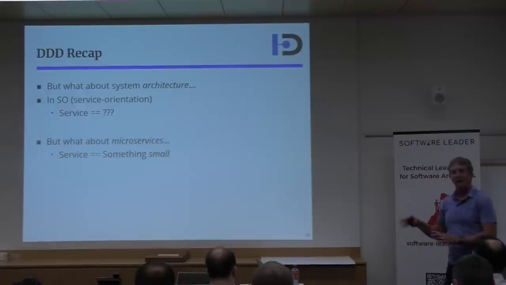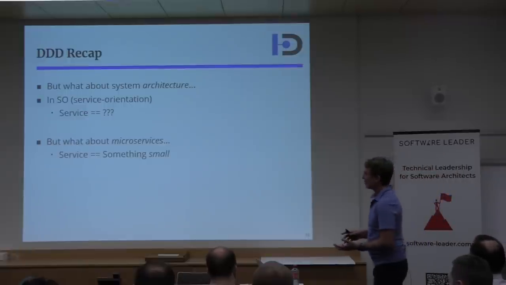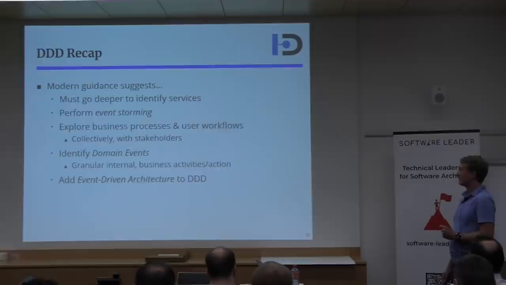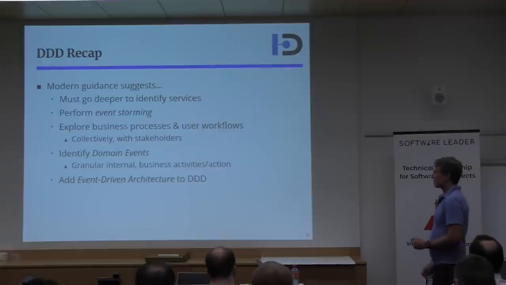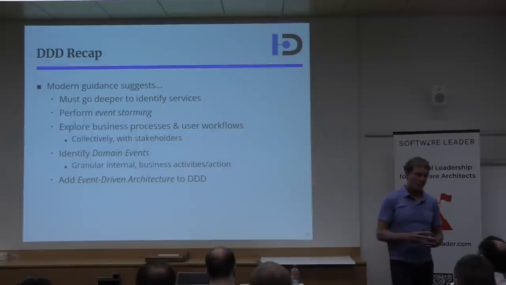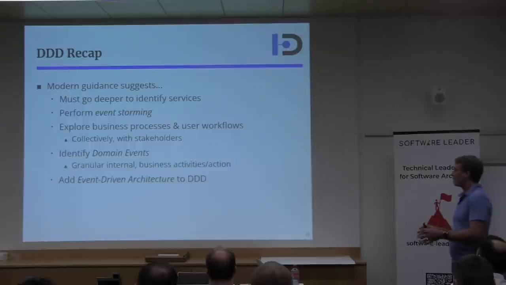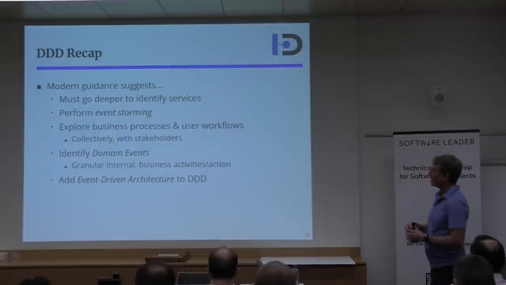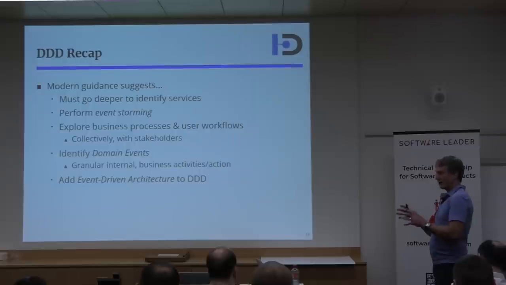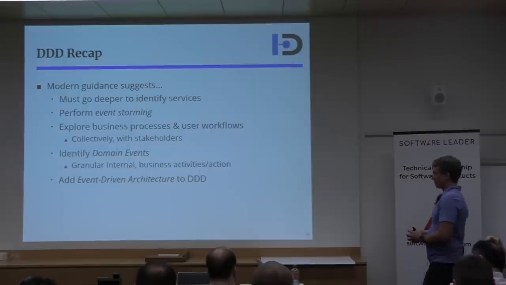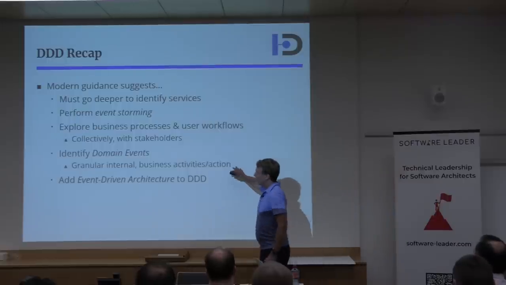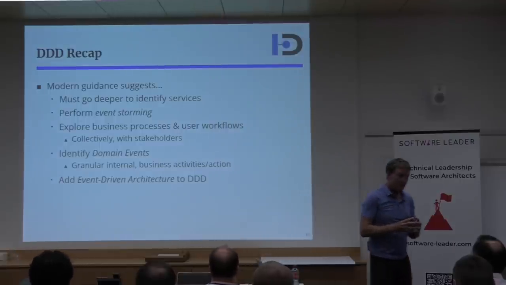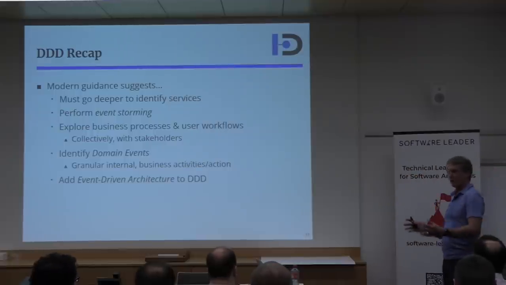And then on top of that, what happens when we introduce microservices, where there is this notion that services are small, just by the term itself? Current guidance suggests that to get a deeper understanding of this, you should do something called event storming, which means you get together with all the stakeholders, you explore the processes of the business, explore the workflows, and you identify domain events, which are significant actions that occur in the business process. What often happens is that those domain events, in comparison to architecture, are extraordinarily granular and should be considered internal aspects of the actual overall process.